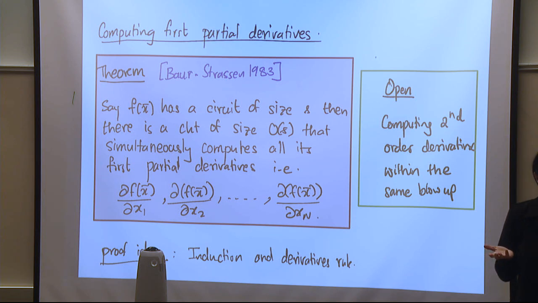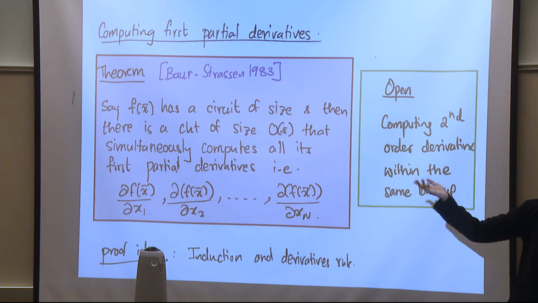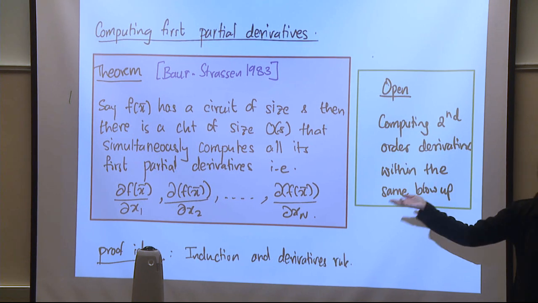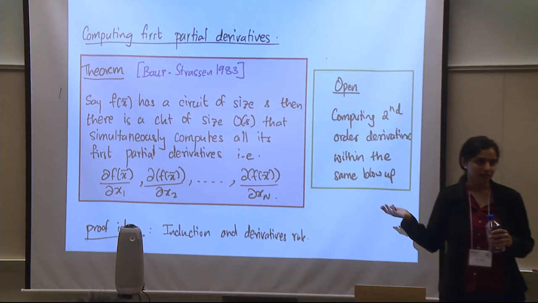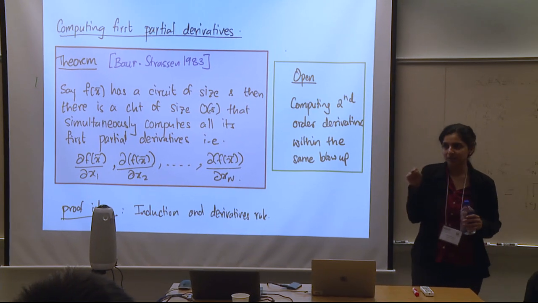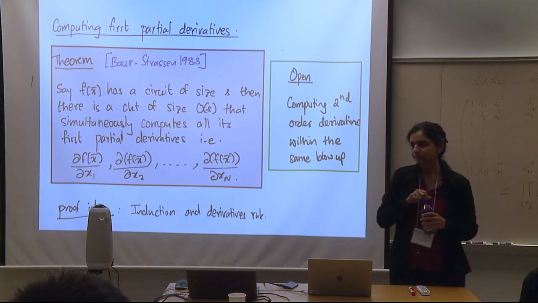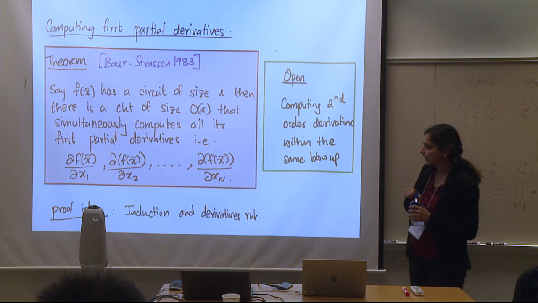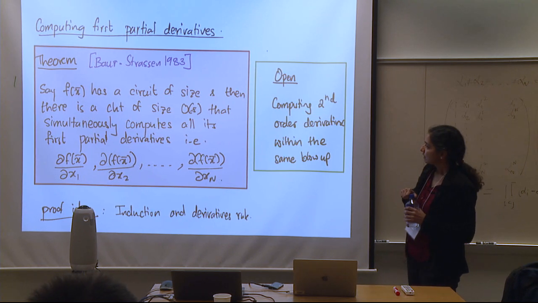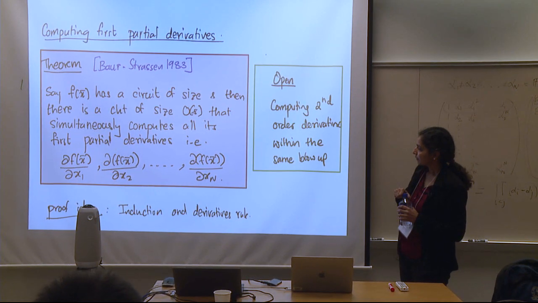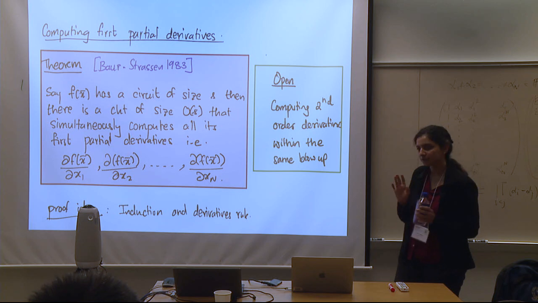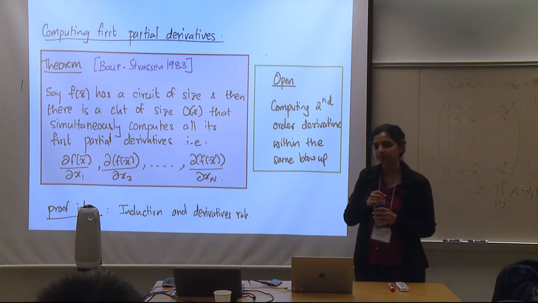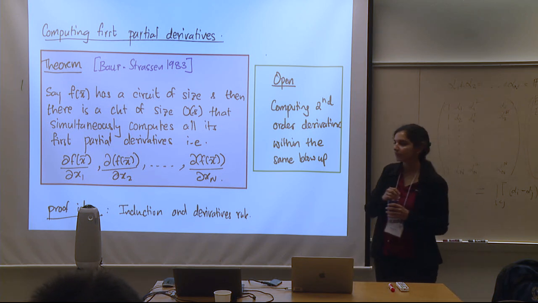The typical blow up would be n times S, because you'll compute the first partial derivative, the second partial derivative, so you can always do it in n times S size. But this is saying you don't need that extra n. And the proof is by some clever induction. Again, I'm not planning to do the proof here.